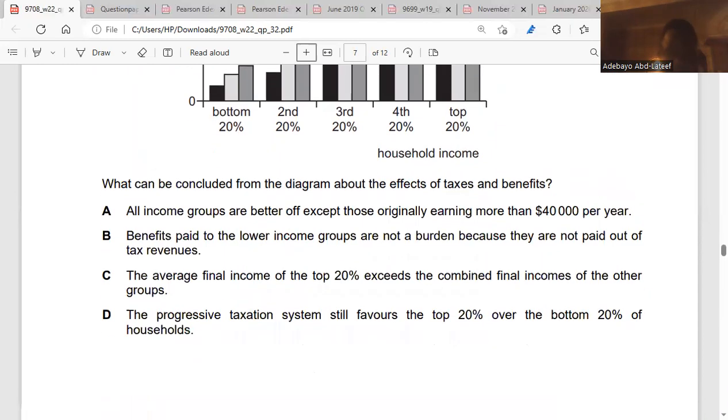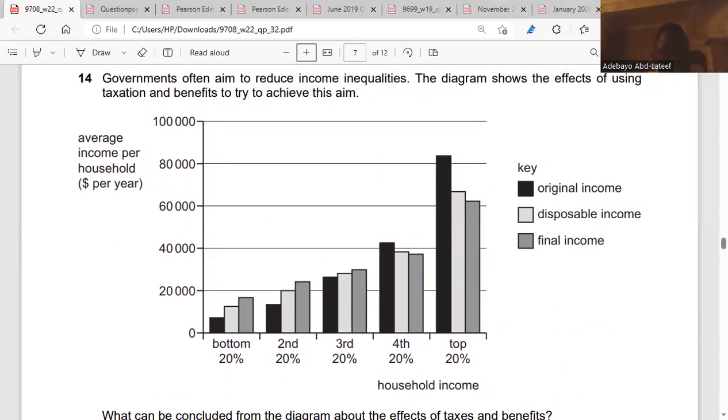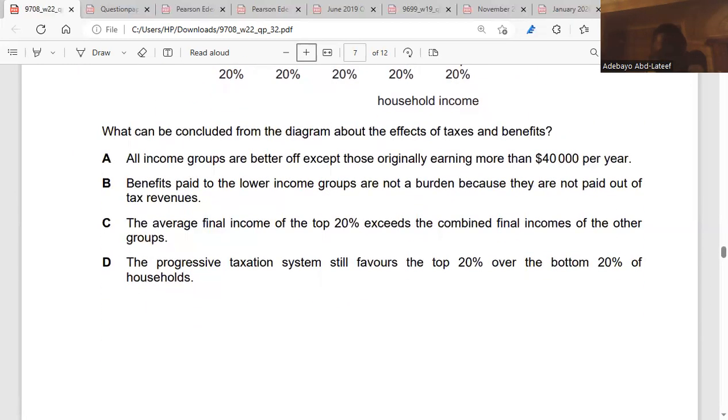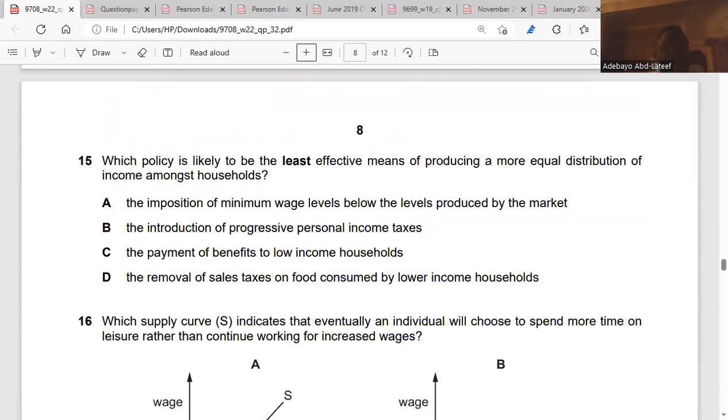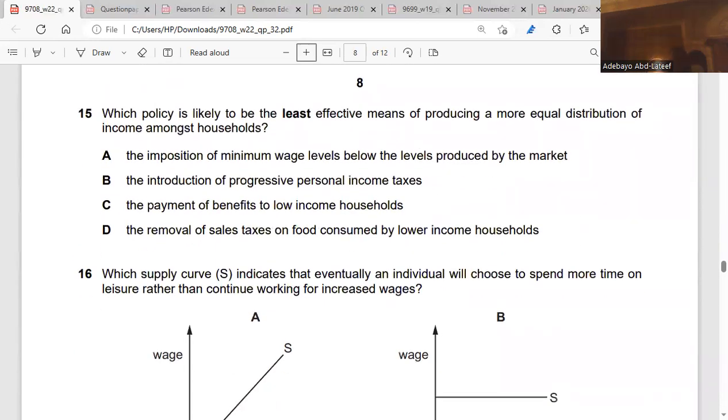Is it clear, please? Very clear, Mr. Question 15. Which policy is likely to be the least effective means of producing a more equal distribution of income amongst households? If income has to be distributed equally, you have to think about, let's see, they said the position of minimum wage level below the level produced by the market. That's the point. Because when you increase the minimum wage level above the market equilibrium, there's no benefit for anyone.